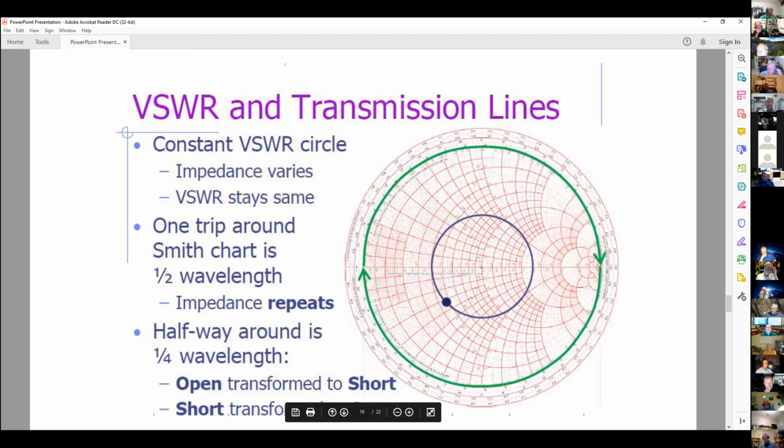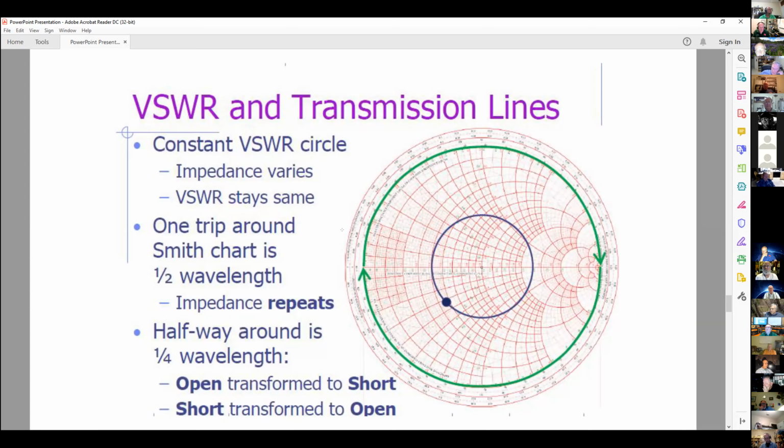So if we start out with an impedance up here of, say, 0.5 plus j0.8, and we go all the way around to the same place again, we will see the same impedance. And one thing you've heard taught in the ham license instructions is that impedances repeat every half wave on the length of a transmission line. That's what this talks about.